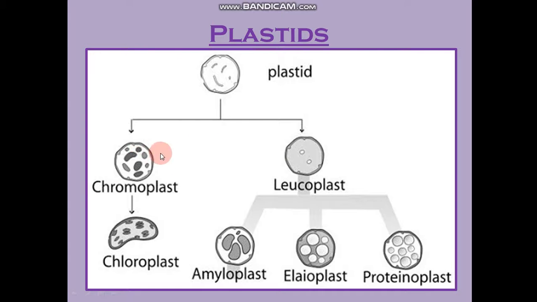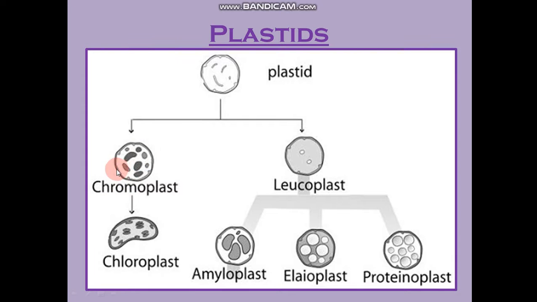One is chromoplast, that is colored. Chromo means colored, plast means bodies. Chromoplast and leucoplast. Leuco means transparent, plast means again circular bodies. So when they are colored, they are called chromoplast. When they are uncolored, they are white, they are colorless, they are called leucoplast.